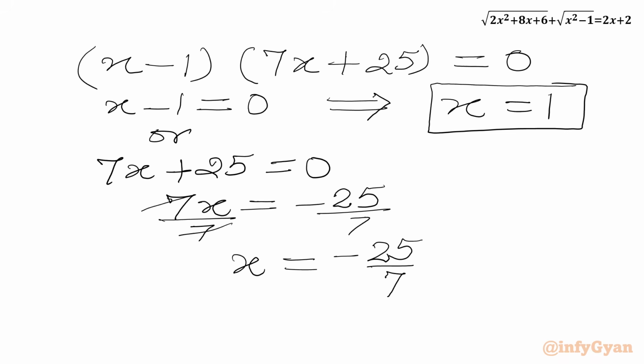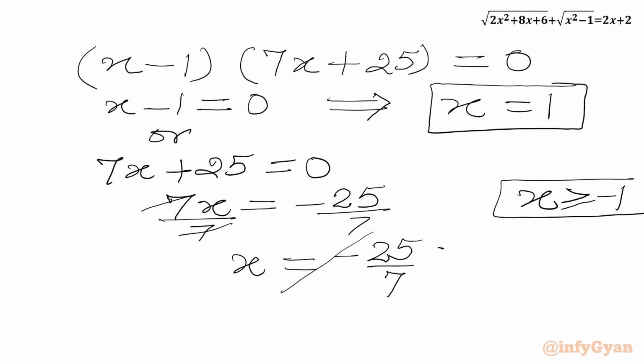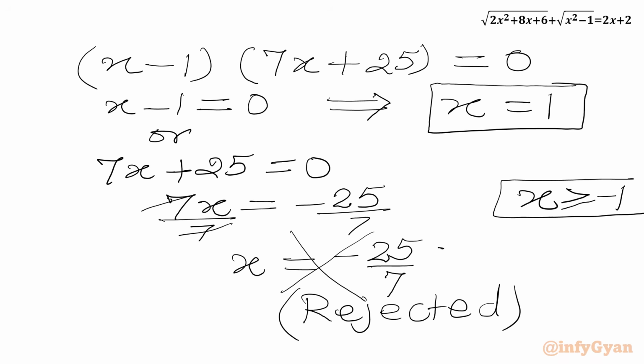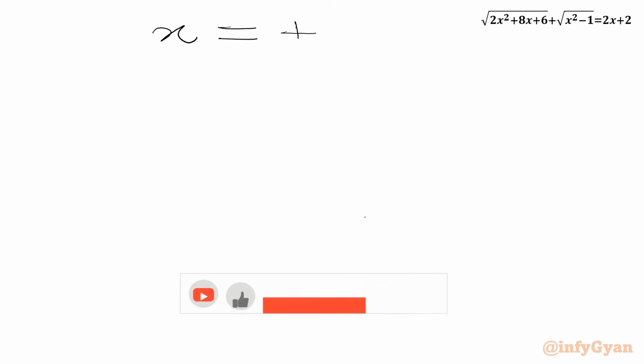And there is one condition on x. x should be greater than or equal to minus 1. Here we have a number which is not greater than minus 1. On this ground, we are going to reject this solution. So we will write rejected. So we have two solutions. If I write here, x will be equal to plus minus 1.